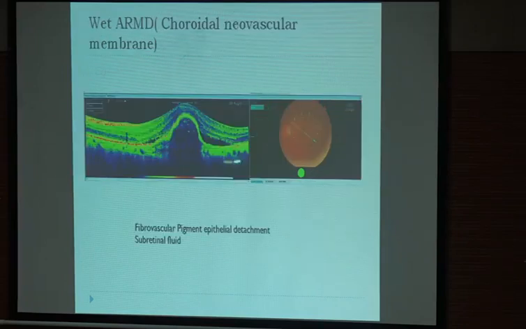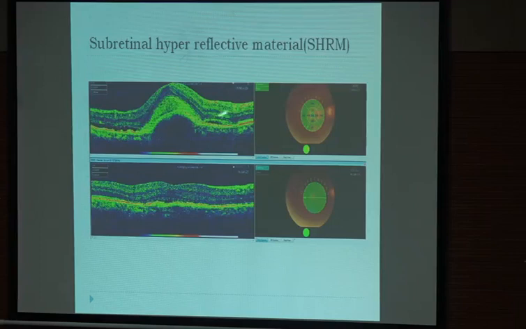So in wet AMD, what is important to see? Often we have a fibrovascular pigment epithelial detachment, and we have subretinal fluid, which is seen here and here also, and this is a pigment epithelial detachment. Associated with wet AMD or CNVM, we can have what we call SHRM, subretinal hyperreflective material. Sometimes it can be present above the surface of the RPE, and sometimes it will respond to anti-VEGF treatment.